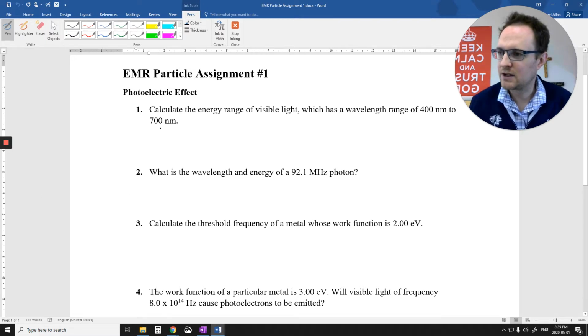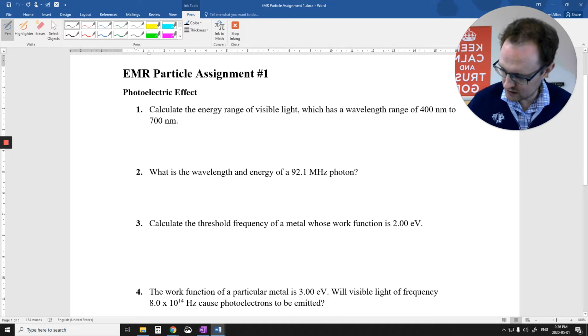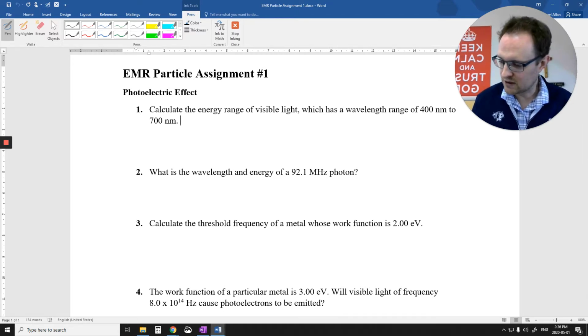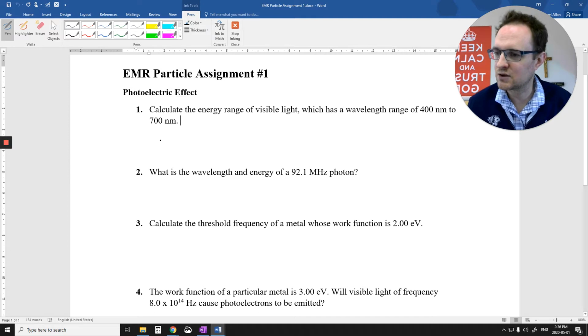So we are going to calculate the two energies, and we can either calculate them in electron volts or joules. Joules is more useful for calculations, doing additional math, and electron volts is more useful for just simple communication. So I'm going to use electron volts here to calculate the energies.